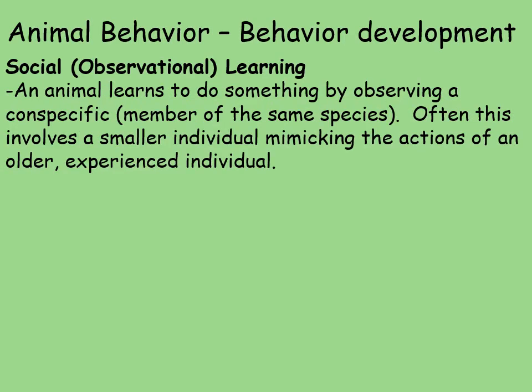So then we come to social or observational learning. In this case, an animal learns to do something by observing a conspecific, a member of the same species. Often this involves a smaller, younger individual mimicking or copying the actions of an older, experienced individual. The important point here is that the animal is copying something even if they're not receiving information at that point that this behavior is useful or that it'll help them function in the environment. They are just open to copy the behavior of older individuals.